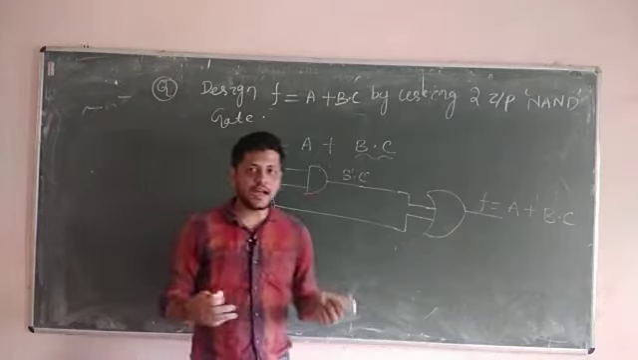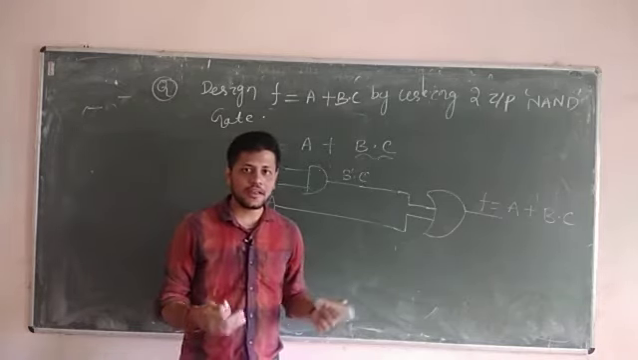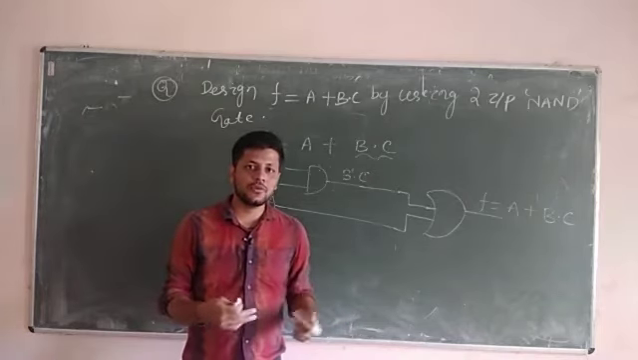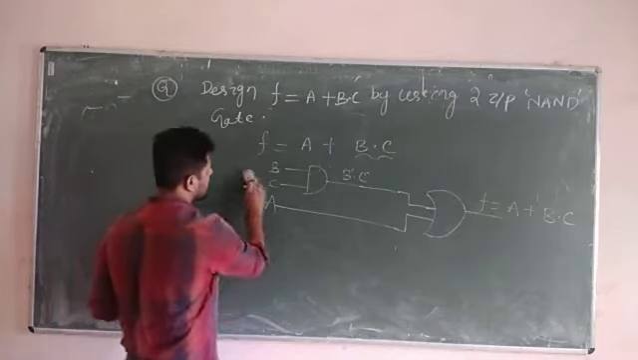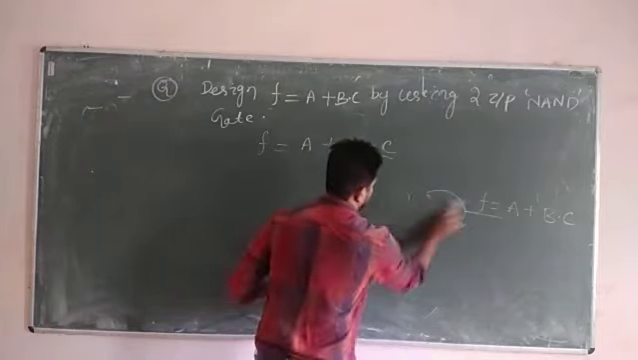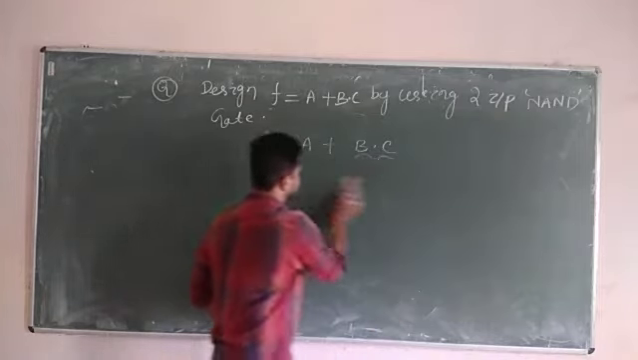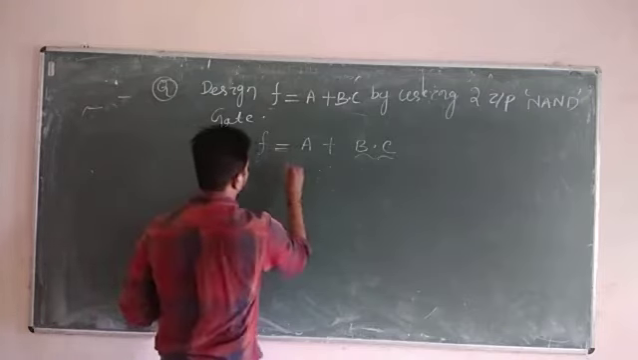That's why the NAND and NOR gates are known as universal gates. That means any logic function or any basic gate can be implemented by using your universal gates, that is your NAND gate or NOR gate. So I am going to implement this. By using the basic gates I have implemented this. Now how to implement it by using NAND gates?